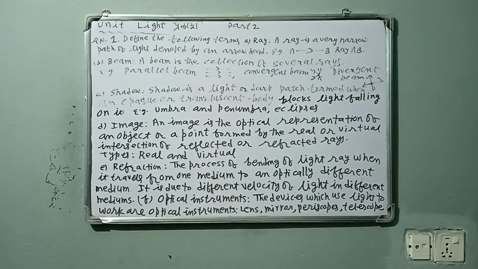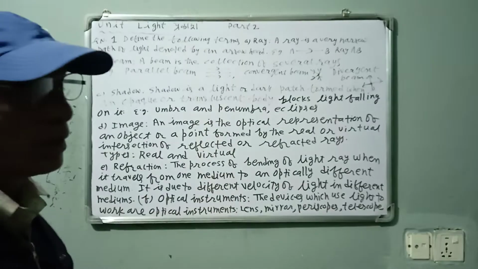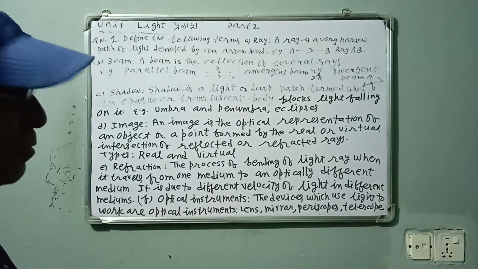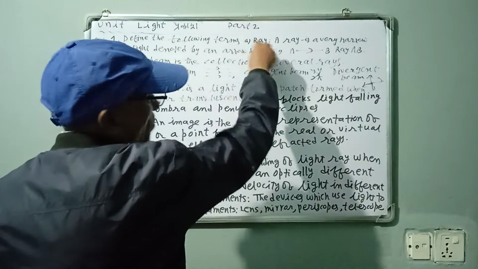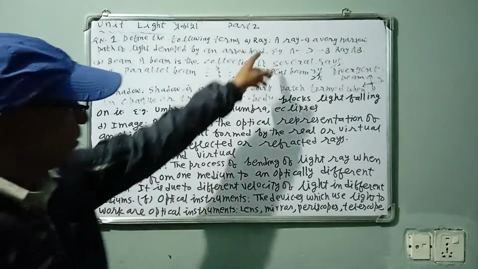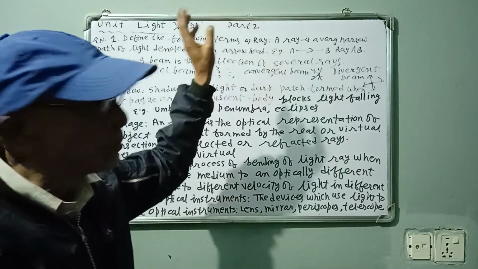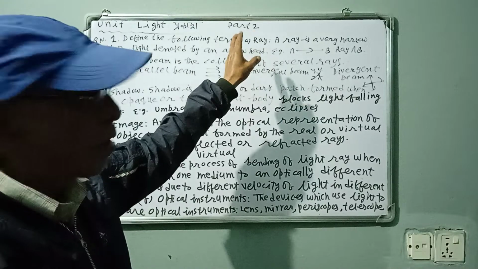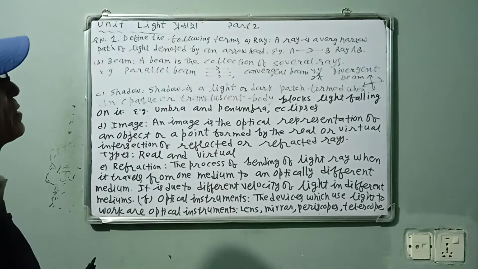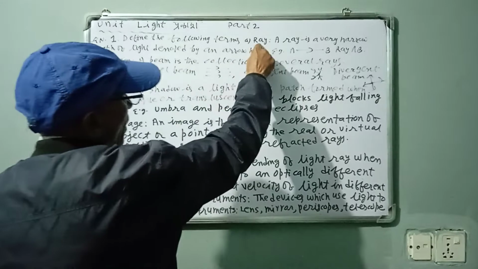Question number 1. To make the study easier, I have written some definitions in question number 1. Today's part: define the following terms. Number A, ray. I have already defined light. Light is a form of energy which gives the sensation of vision, and optics is the systematic study of light. Already finished. Today's topic, ray.